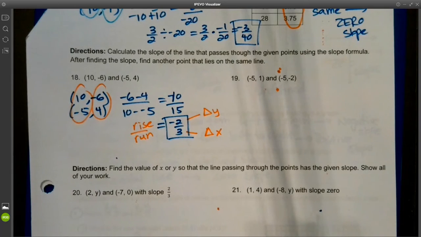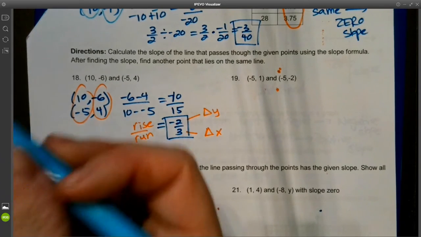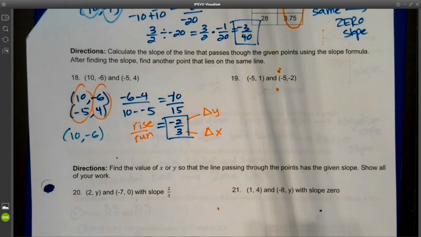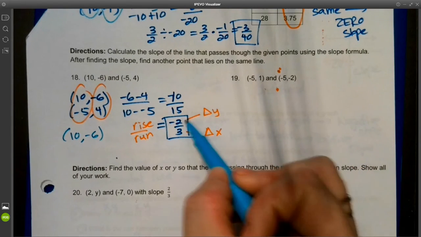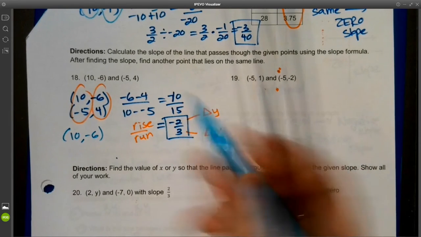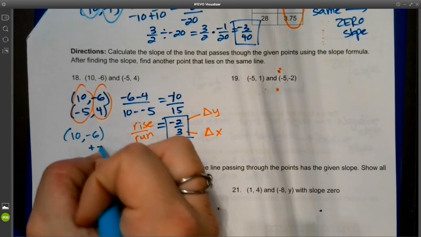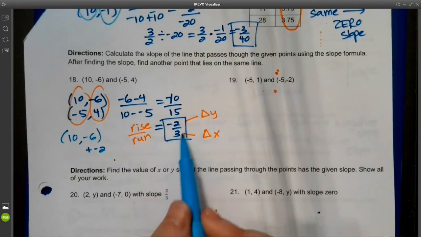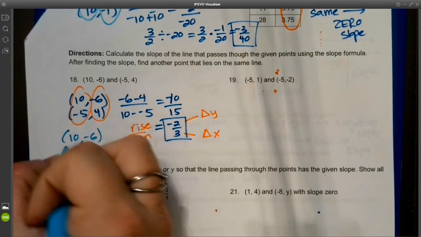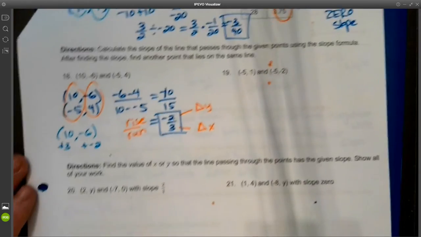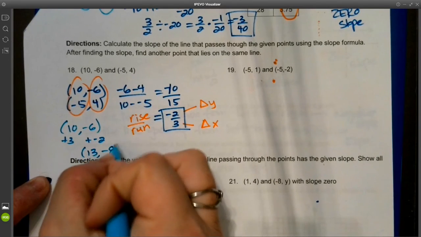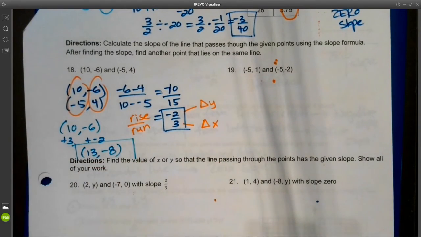But if we're stuck at, let's say, 10 and -6, what's happening is to find that next point, my change in y is going to decrease by 2 points, or I'm going to subtract 2. So I'm going to add a -2. And my run, my x values, is actually going to increase by 3. So I'm going to put a +3 here. So an option of another point would be actually 13 and -8. Kind of cool, huh? And if I graphed it, it actually would be a straight line, which is neat.